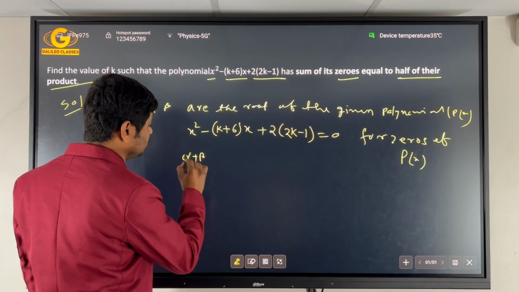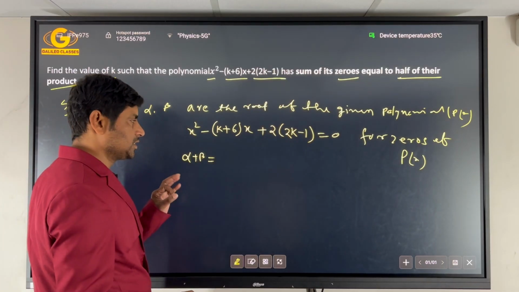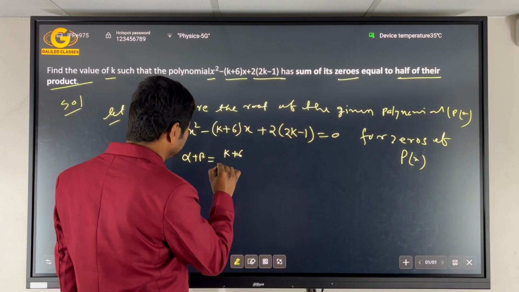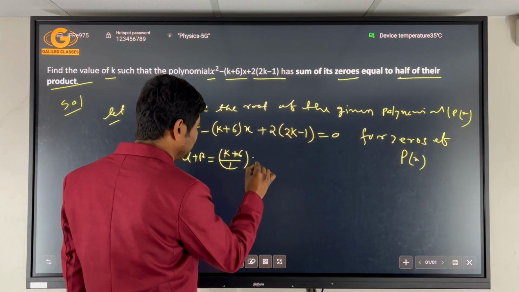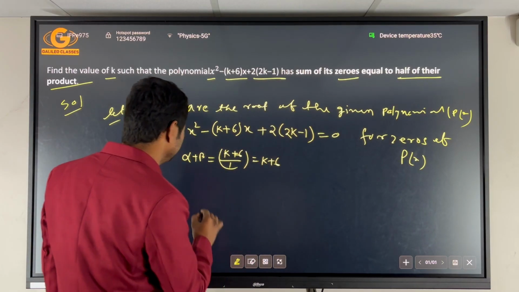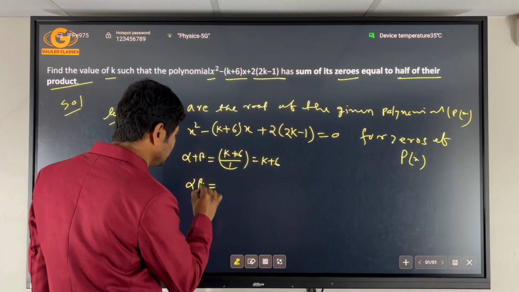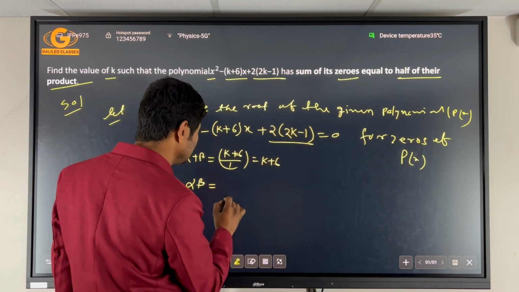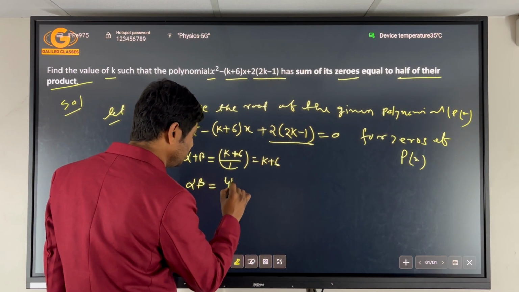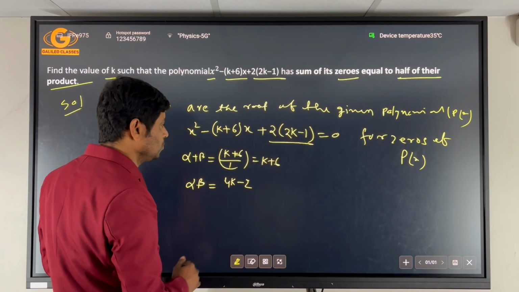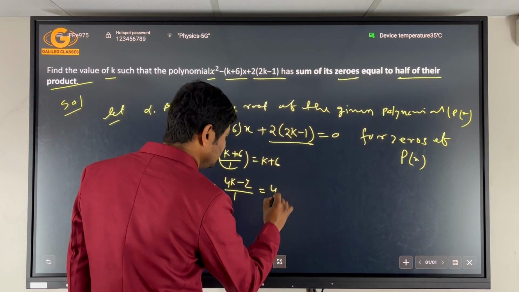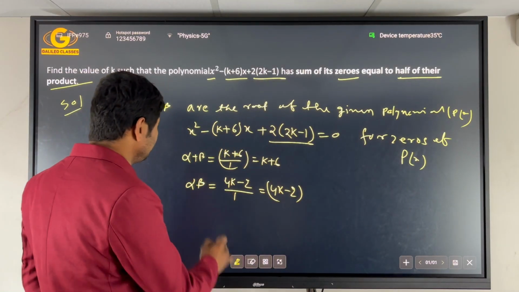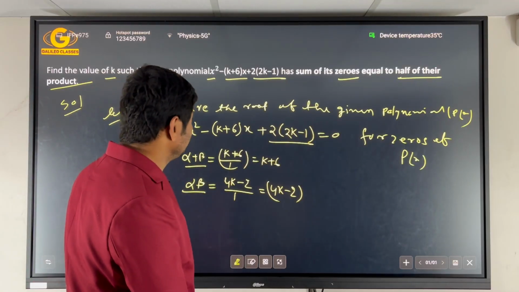Sum of the roots is equal to minus coefficient of x, means minus minus it will be plus, by coefficient of x square, 1, that will be k plus 6, and product of the roots is equal to c by a. C means 2 into (2k minus 1), by multiplying it will be 4k minus 2, by 1 it will be 4k minus 2. This we got from the given equation.